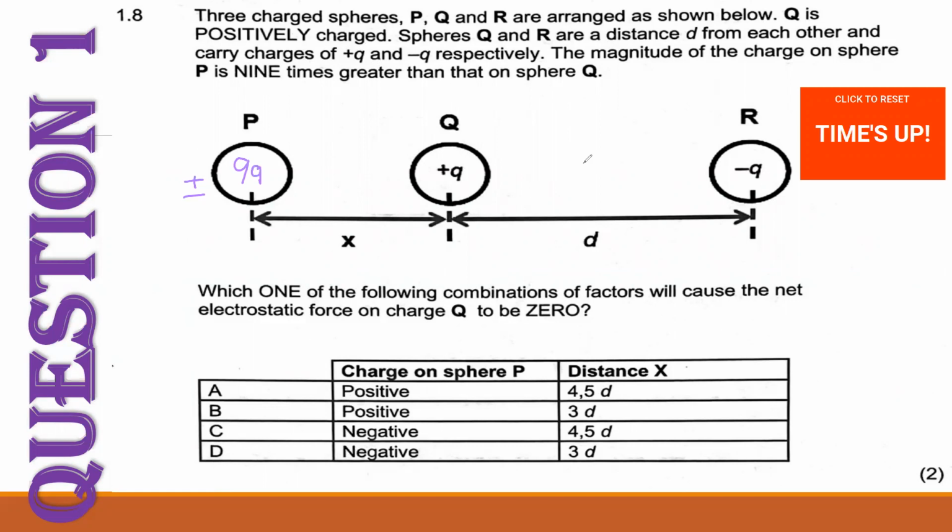Let's see what they ask. Which one of the following combinations of vectors will cause the net electrostatic force on object Q to be 0? We know the charges of Q and R, so we can calculate the force here. Let's say they are attracting each other, so the attracting force F RQ goes this way.